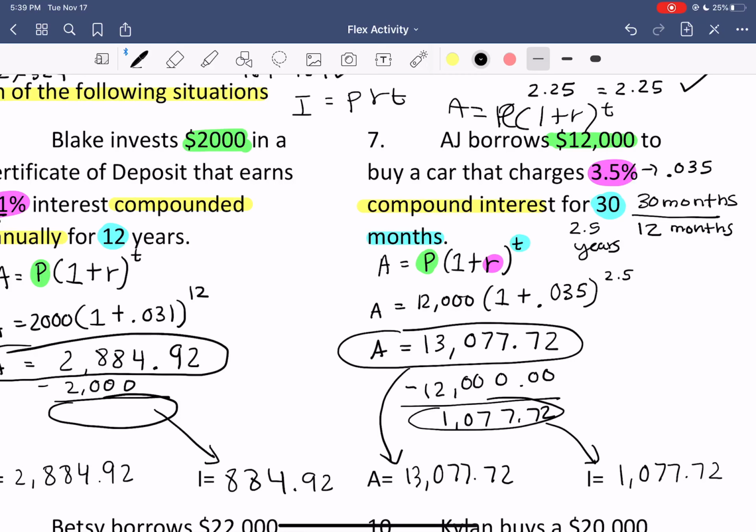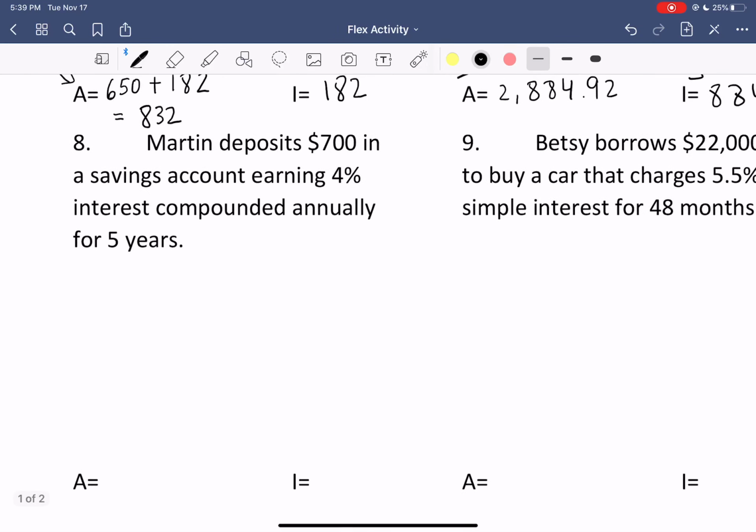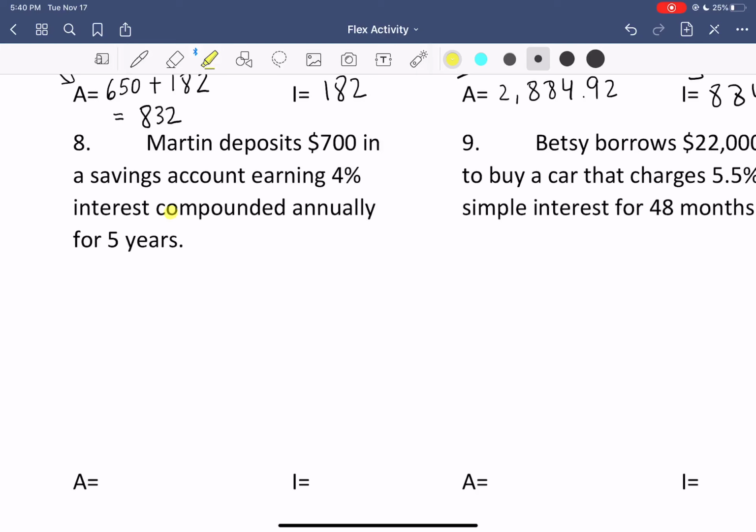All right. Number 8, Martin deposits $700 in a savings account earning 4% interest compounded annually for 5 years. So our formula that we're looking at, compounded annually, leads us to the formula A equals principal times 1 plus r to the t power.